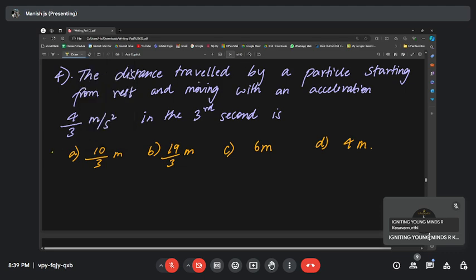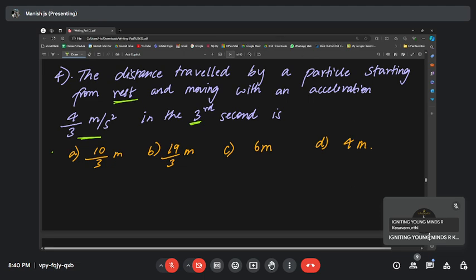Here, the distance traveled by a particle starting from rest, they are clearly specifying that it is starting from rest and moving with an acceleration of 4 by 3 meters per second square. They are asking in the third second. When they say in the third second, you need to consider the distance traveled by the object in the second as well to compute your value. Usually we substitute directly and think the answer is 6. If you do a direct substitution, you will get 6, but that is a common misconception.